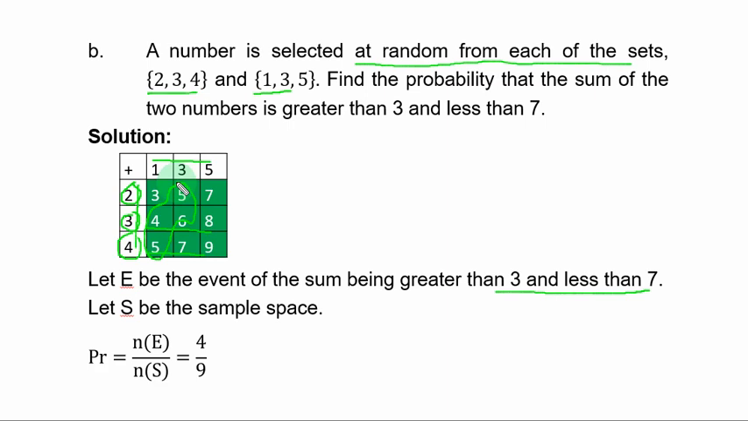So the probability that the sum is greater than 3 and less than 7 is the number of elements in that event over the total elements in the sample space. From my illustration, you have 4 over 9 as the required probability.